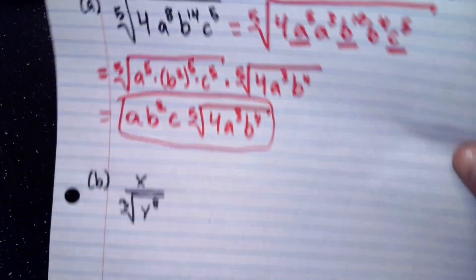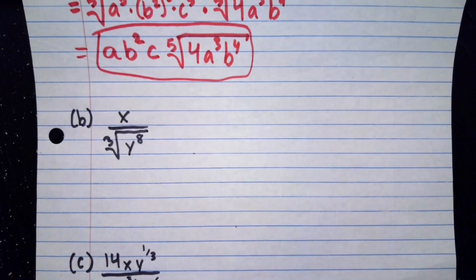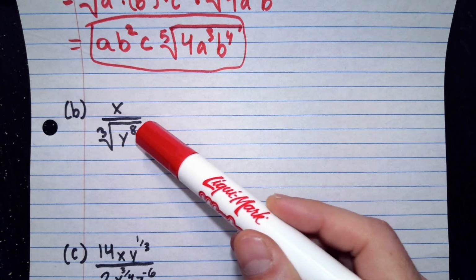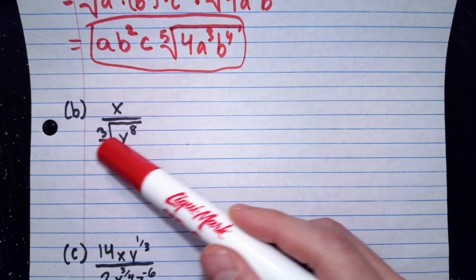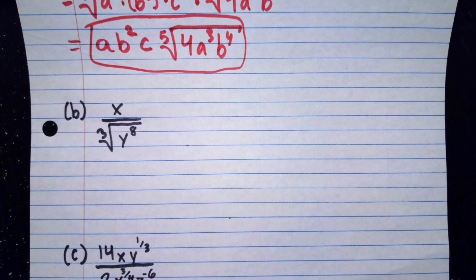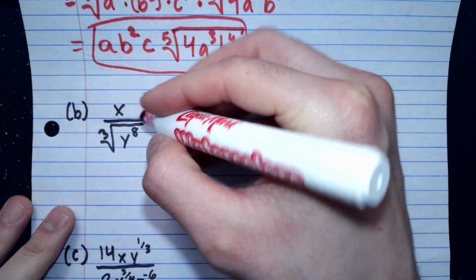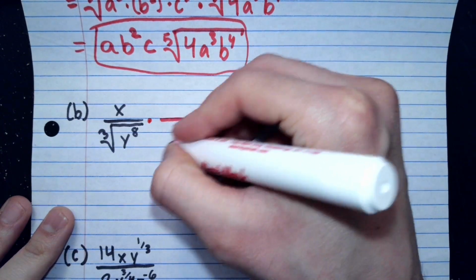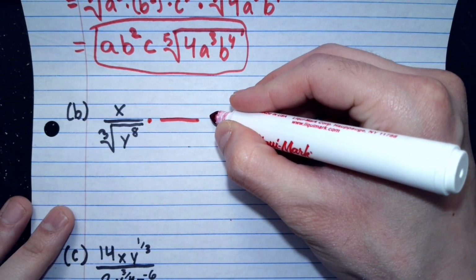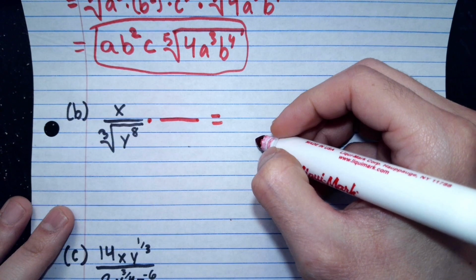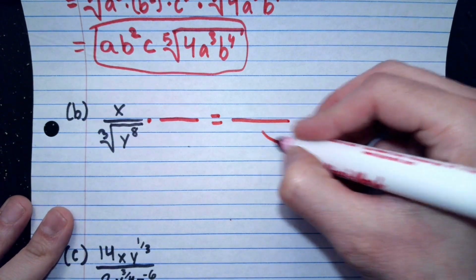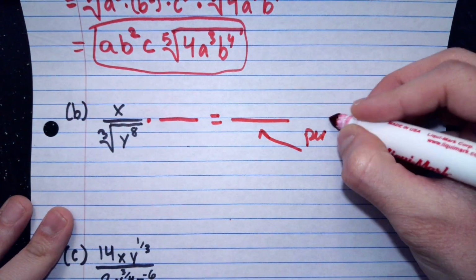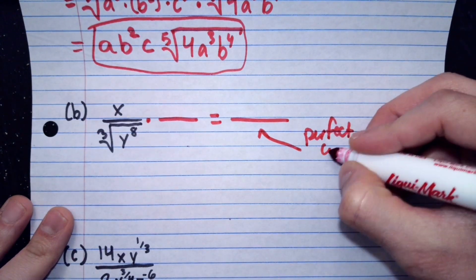So part B, we're still going to simplify, but again, now we're at the point where we don't like having a radical at the denominator of our fraction. And so what we want to do is we somehow want to get it so that we multiply this fraction by something over something, and that should give me a perfect cube. Whatever's down here needs to be a perfect cube.